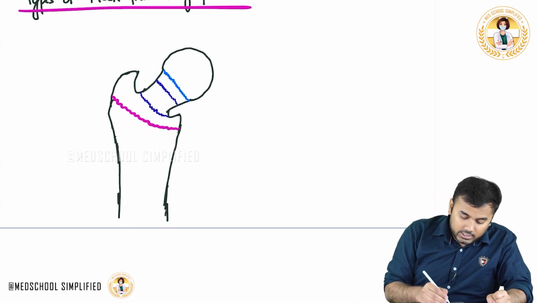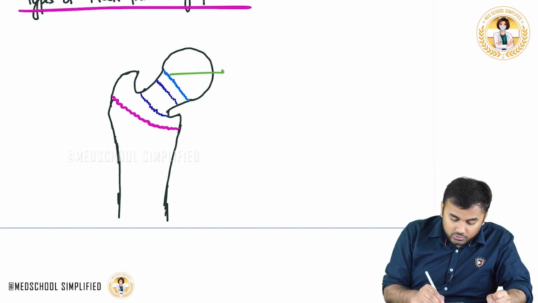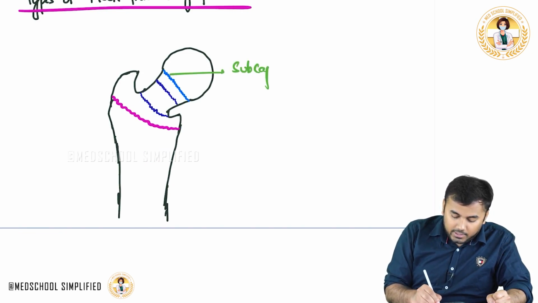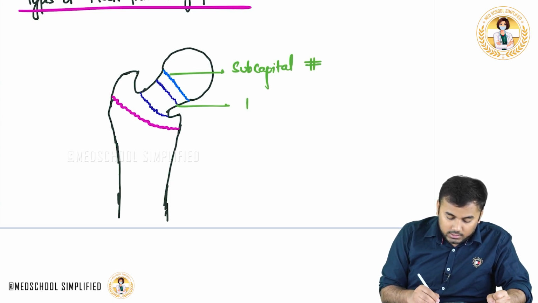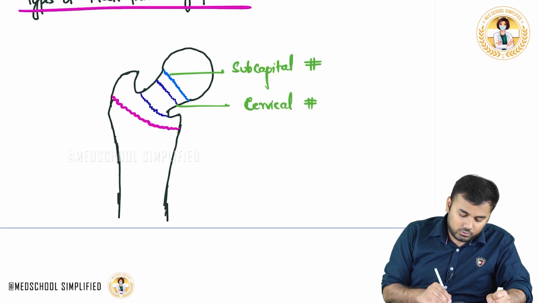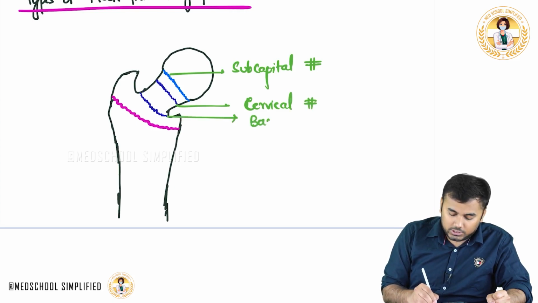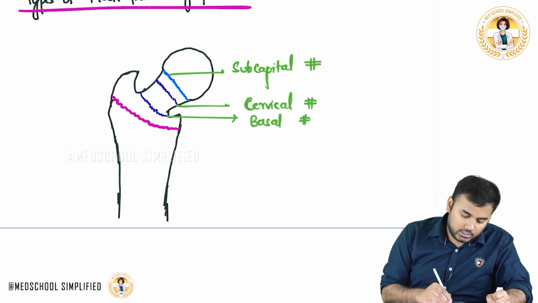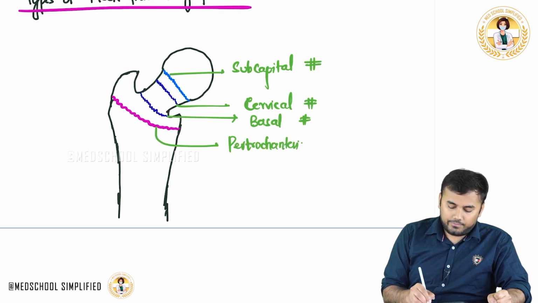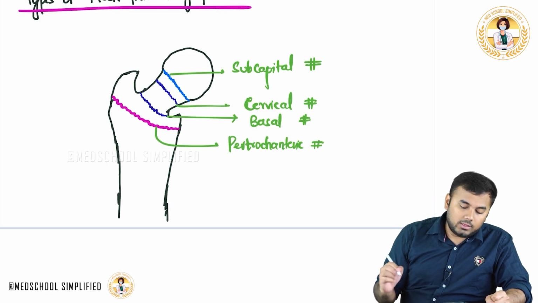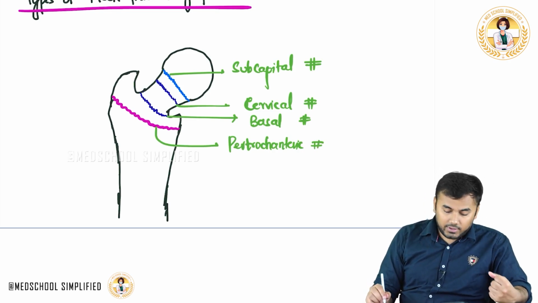So what are the different kinds of fracture which you have, guys? So the different kinds of fracture are, this fracture is called as your subcapital fracture, right? And this fracture over here is called as your cervical fracture, and the remaining two, this one is called as your basal fracture, and the last one is called as pertrochanteric fracture.